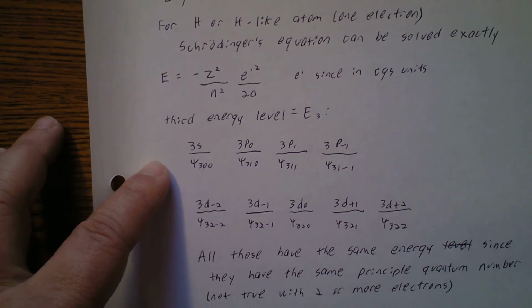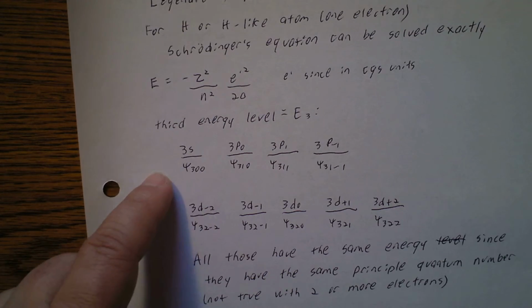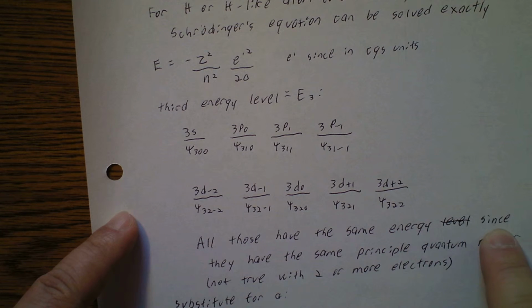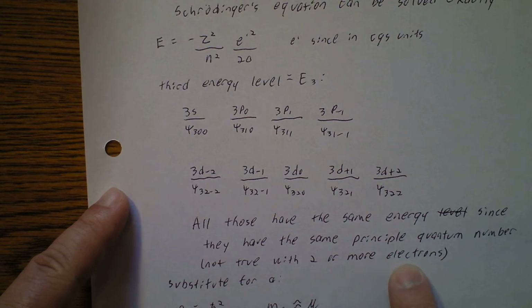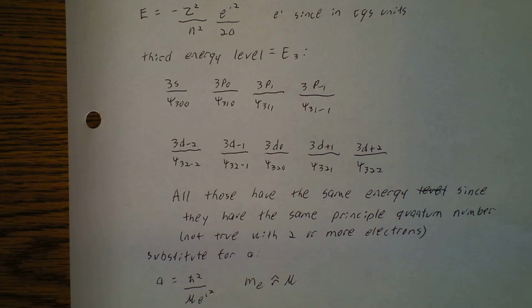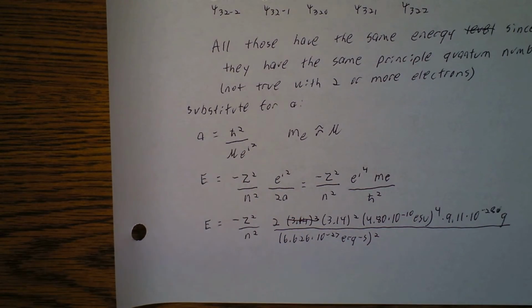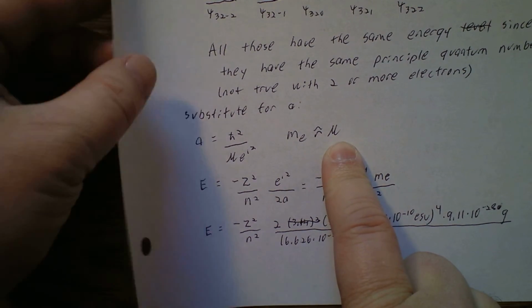Now the third energy level, we showed this on the previous graph, we're going to talk about it some more. So here they are, I'm not going to read it out loud again, but all those have the same energy since they have the same principal quantum number. But this is not necessarily true when you actually have 2 or more electrons. This is just for a 1 electron system so far. So let's substitute for a. So a is equal to h bar squared over mu e prime squared. And remember, the mass of the electron is roughly equal to the reduced mass.